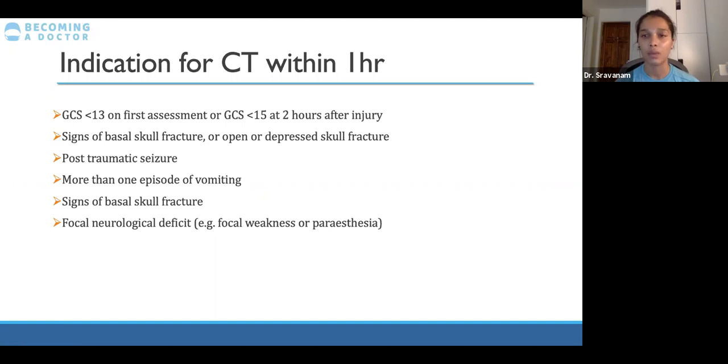When you get these slides, or you can have a look at the videos again, you can type into Google NICE guidelines for CT head after head trauma, and it will come up. So these are for adults. There is a separate set of guidelines for pediatric patients.